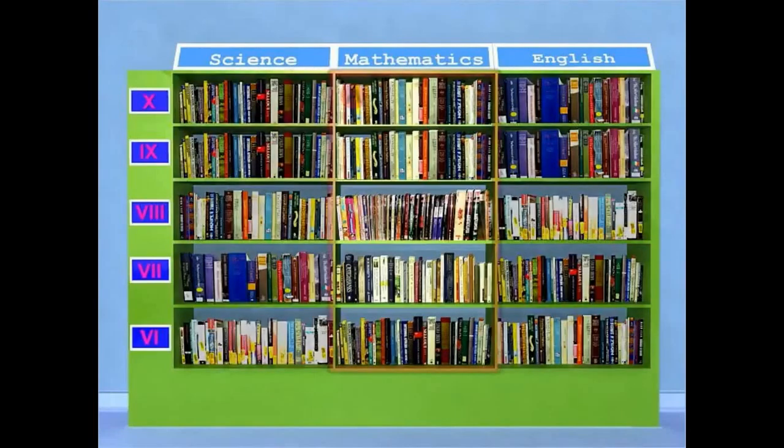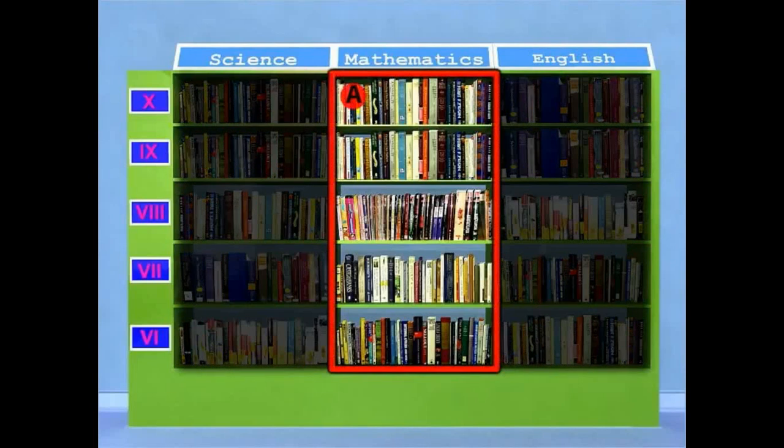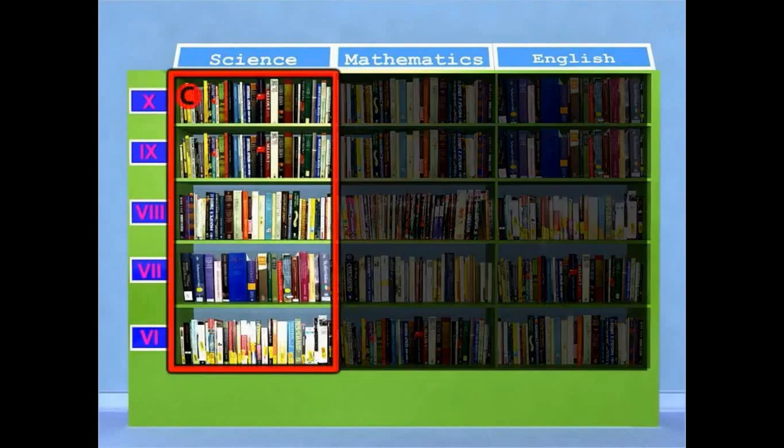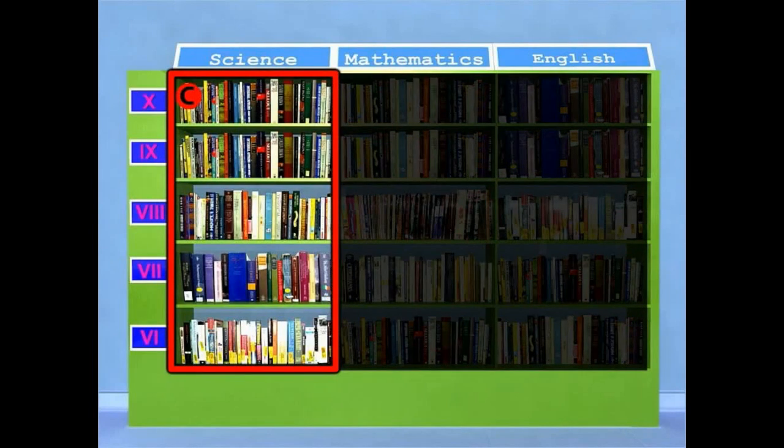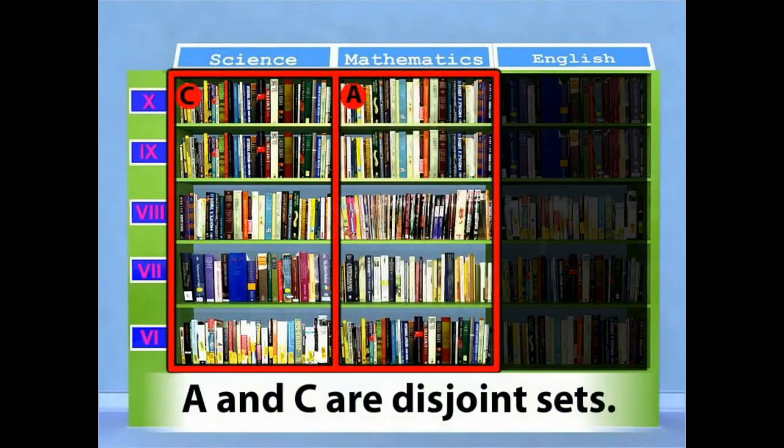Now consider a set A containing all the mathematics books in a library and a set C containing all the science books in the same library. The two sets are disjoint sets as there is no book common to both the sets.